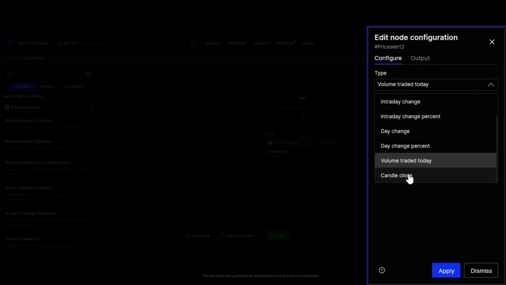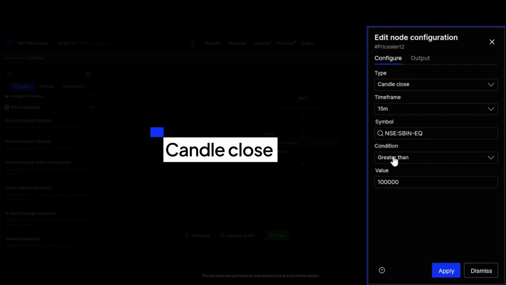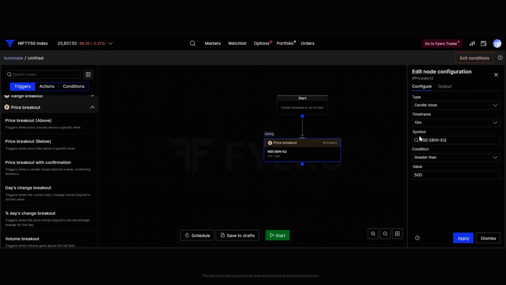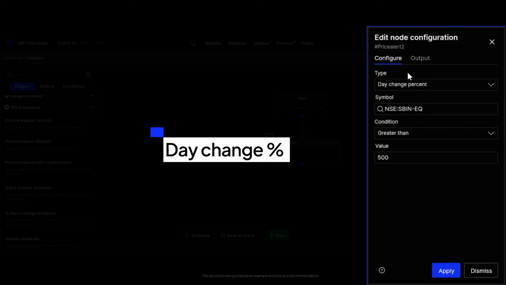Similarly, we can specify in the case of candle close. There is an additional option to select the candle close time frame. In this case, whenever a 15-minute candle closes above a value, for example, 500, the price breakout block will be triggered. For day change percent, you can enter the percentage directly.